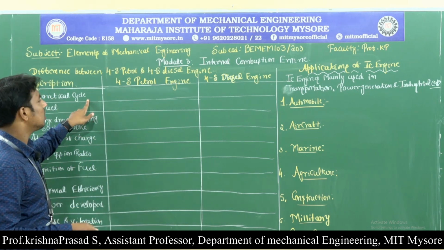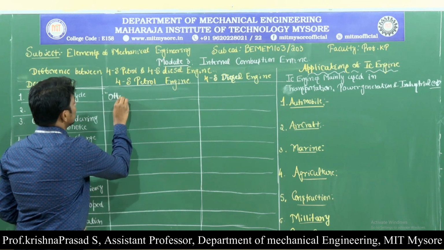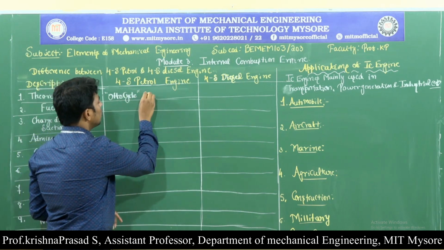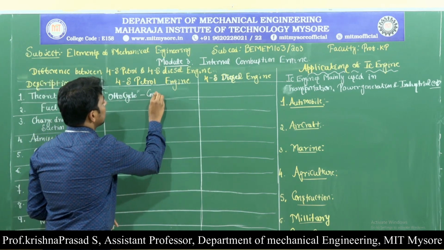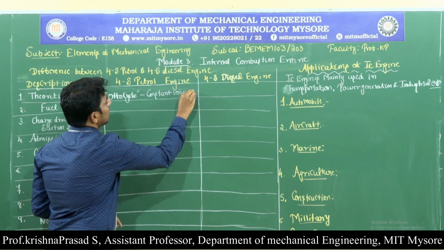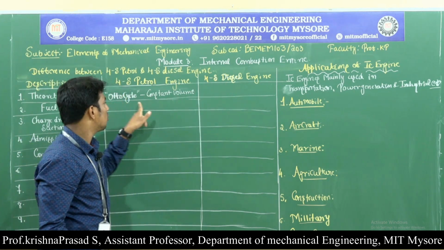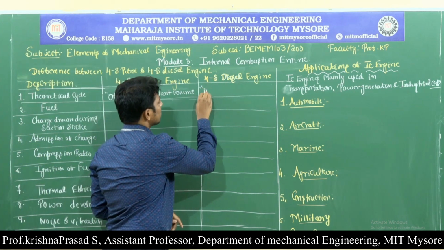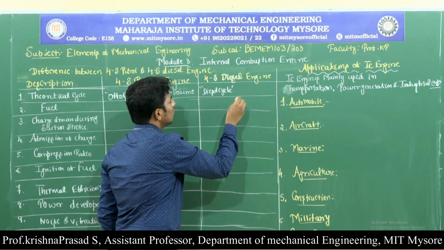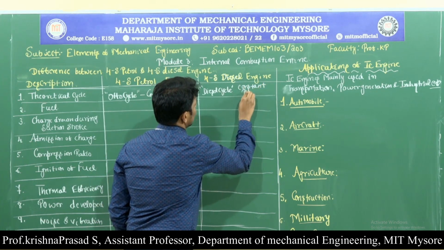The theoretical cycle of the 4-stroke petrol engine is called the Otto cycle, and it is also called the constant volume heat addition cycle. Similarly, for the 4-stroke diesel engine, it is called the diesel cycle, and it is also called the constant pressure heat addition cycle.